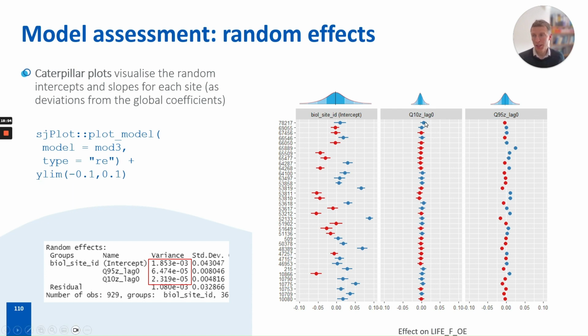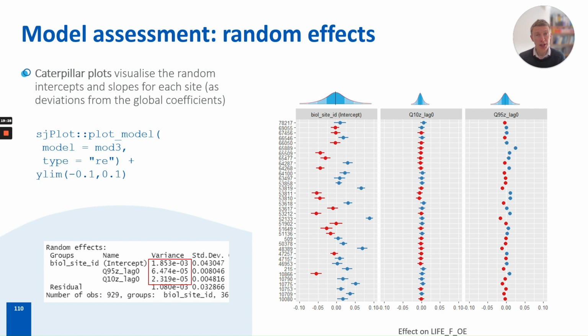Similarly, we also can visualize the variation in the Q10 slopes and in the Q95 slopes across our 36 sites. The Q10 variance is the smallest of the lot, and again you can see that in the caterpillar plot. There's not a lot of variation or scatter across those 36 sites, and that's not particularly surprising given that the global fixed effect for Q10 was very weak, so there doesn't appear to be much effect of high flows on our life scores in this particular data set.